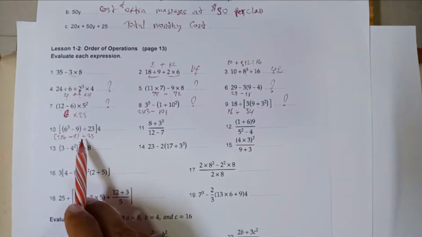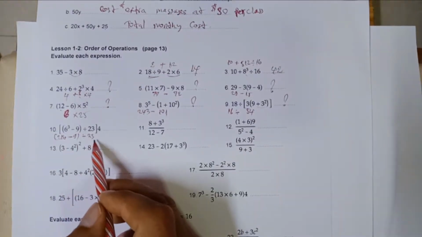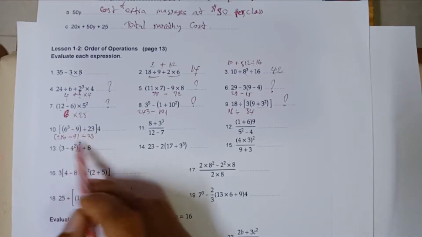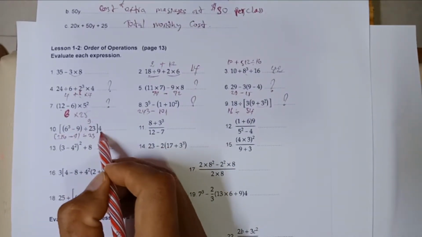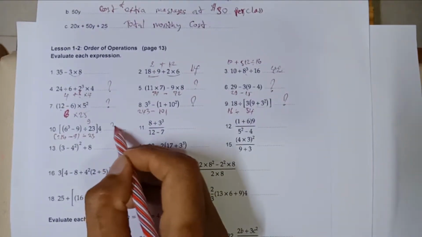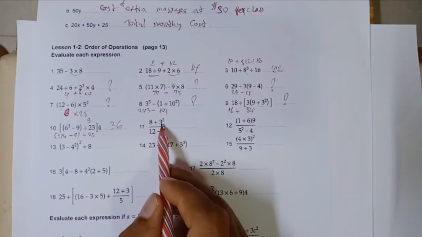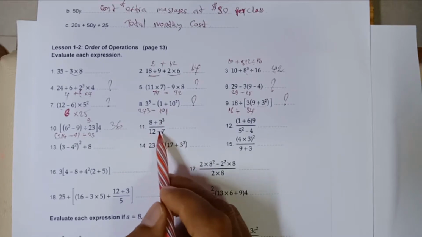When you minus 9, you have your answer, and then you divide by 23. Once you divide 23, when you divide this part alone, it will give you a 9. So 9 multiplied by 4, you times by 4, that will give you 36.